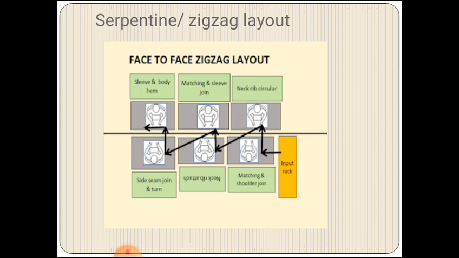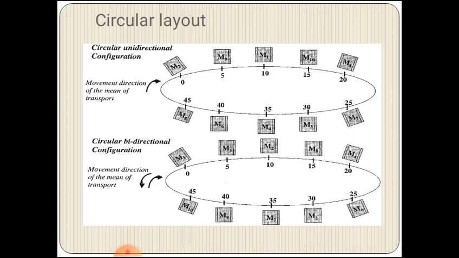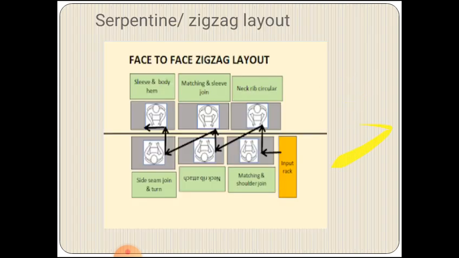Zigzag layout means machineries are arranged in such a way that the product will move in a zigzag direction. In this diagram you can see the material enters the process from the right side, then it goes to one workstation, then the next. You can see that the material moves in a zigzag way. This zigzag may be horizontal or it may be vertical. So material moves in a zigzag.